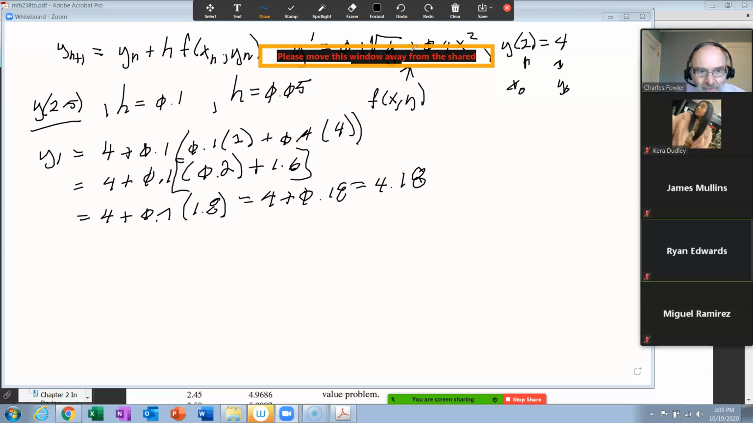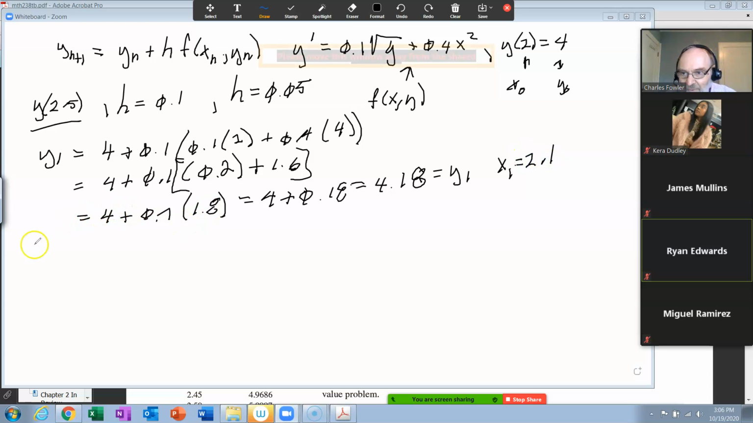Okay, now what we're doing, now that everybody's here, we're doing Euler's method, example 1 on page 78. We've done the first step. We found our y1. We are estimating now when h is equal to 0.1, x would be 2.1, and y would be 4.18. So guess what? This is our new y1, and x1 is equal to 2 plus 0.1. So this will be 2.1.